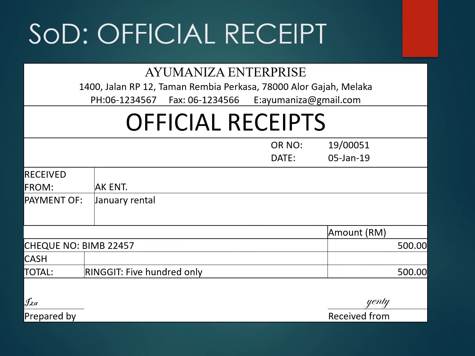You should write where the money was received from. Let's say it was received from AK Enterprise, as payment for January rental. So you have rental received. The payment is using a check, and we put the reference of the check number, that is BIMB Bank, Bank Islam Malaysia Berhad, and the check number is 22457, and the amount of the check is 500 ringgit, and the total will be 500.